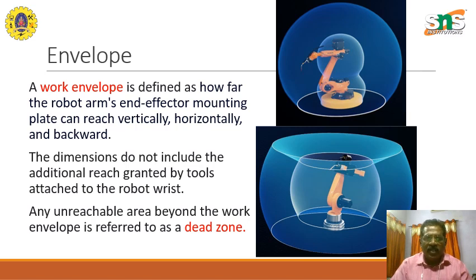The dimensions do not include the additional reach granted by the tools, because that cannot be predicted. You can make the tool much longer or shorter, so that does not come under the envelope. Any unreachable area beyond the work volume, or within it, is called the dead zone, where the robot cannot reach that place.